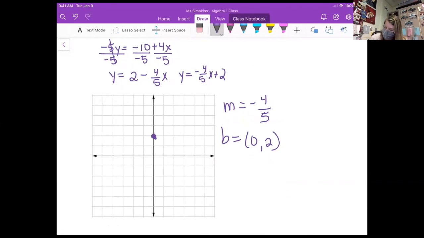Down. Down 4. 1, 2, 3, 4. Right. 1, 2, 3, 4, 5. You want to take your ruler. Draw the best line you can. Make sure you have arrows on the end of your line.